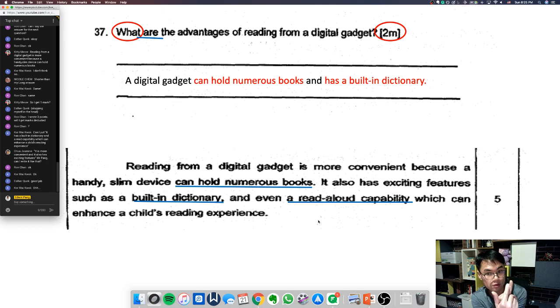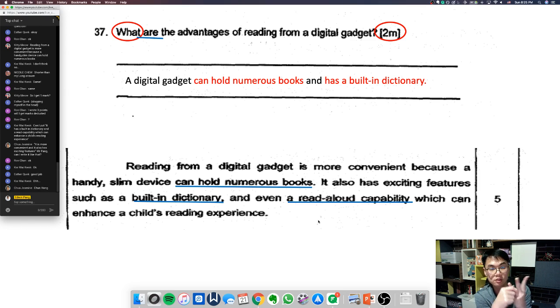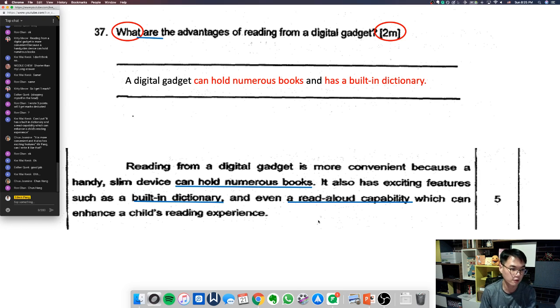It can hold numerous books, it has a built-in dictionary, and it can read aloud the books. These are the 3 features. Oh, Chun Hong, sorry. Alright? So Chun Hong, your answer gets 0 because you're not telling me what are the advantages, the features. Remember, be specific. What are the advantages?